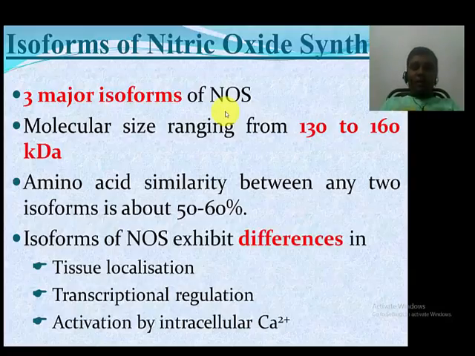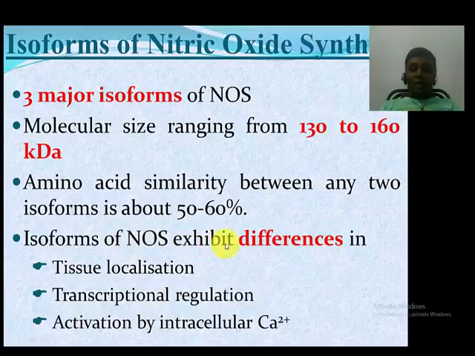Before we talk about the nitric oxide mechanism of action as an antihypertensive, let's go through the different isoforms of nitric oxide synthase. NOS is the enzyme used for the synthesis of nitric oxide. There are three major isoforms of nitric oxide synthase, with a molecular size ranging from 130 to 160 kilodalton. The amino acid sequence between any two isoforms matches by about 50 to 60% of their total structure.